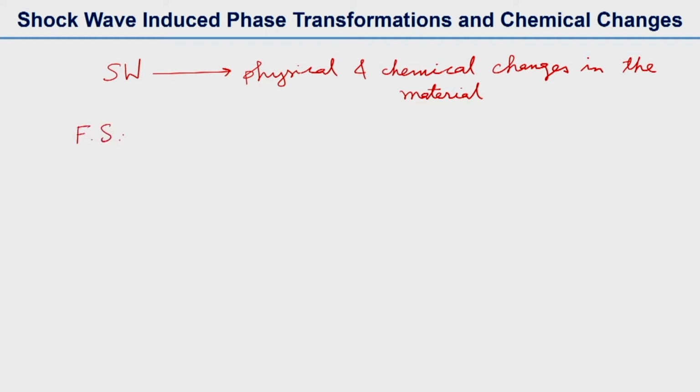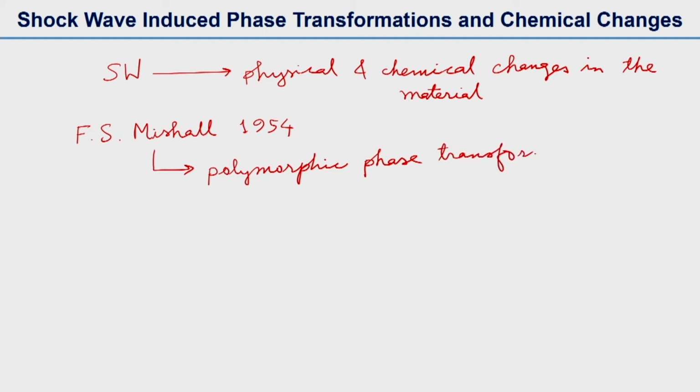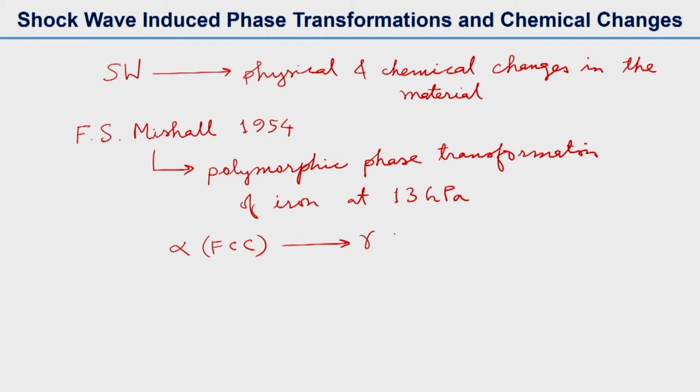The first report on this was from F. H. Michel in 1954. He first reported this kind of phase transformation, which is a polymorphic phase transformation of iron at very high pressure. I think he reported it at 13 gigapascal. What he thought was that the alpha iron, which is a BCC phase, transforms into a gamma phase, which is FCC.